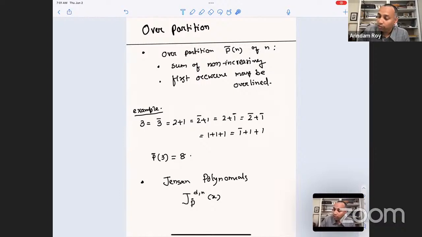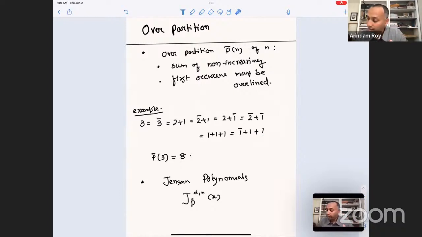Then also another partition of 3 is 2 plus 1. Now the part 2 appears, we mark it. Also the part 1 appears for the first time, we mark it. But also 2 and 1 both appear for the first time, so we mark both. And then another one is 1 plus 1, but there's only one part here, and we just mark it. So it turns out the overpartition number of 3 is 8.